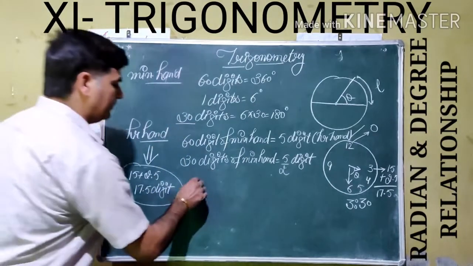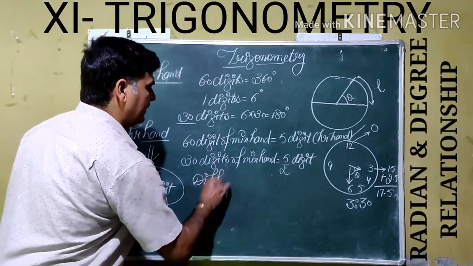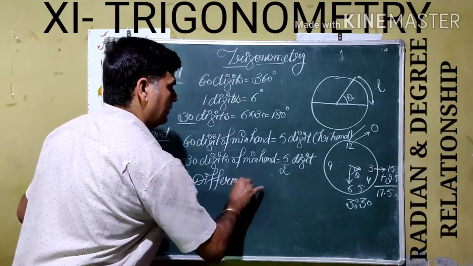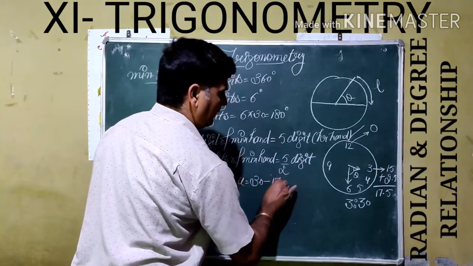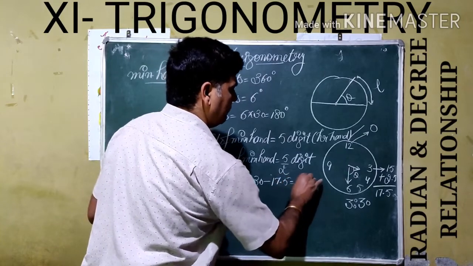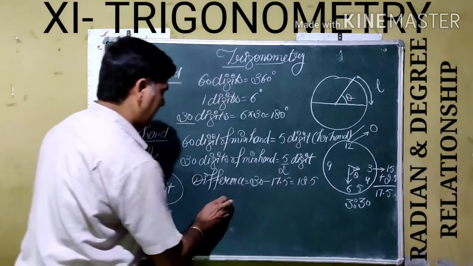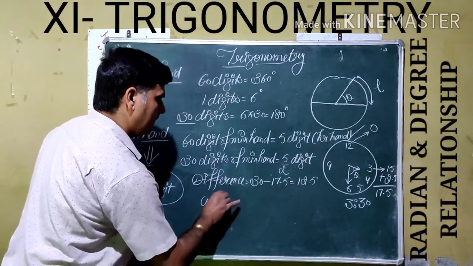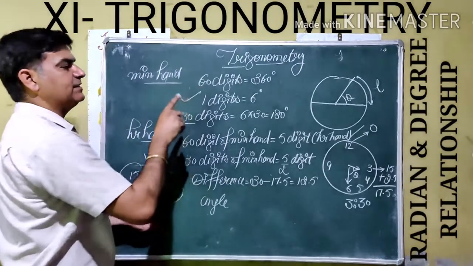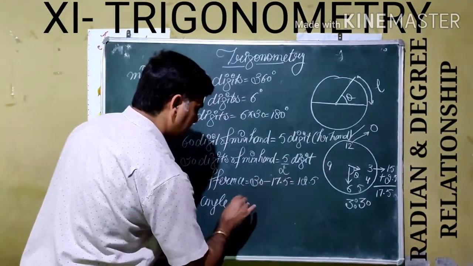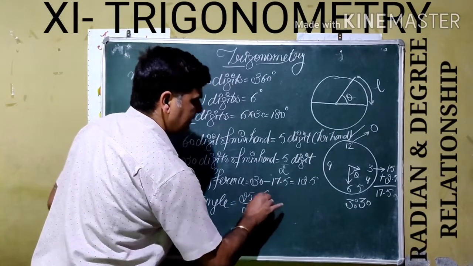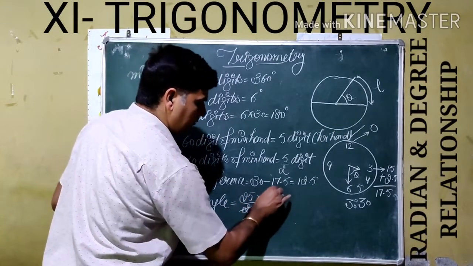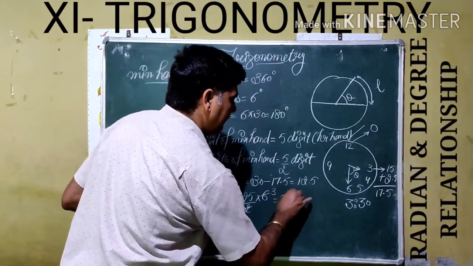What is the difference between them? The difference between them becomes 30 minus 17.5. If we calculate, it becomes 12.5. And for angle, we have already shown 1 digit means 6 degree. So this much, 12.5 means 25 by 2, multiplied by 6 degree. So it becomes, cancel out at 3, 75 degree.